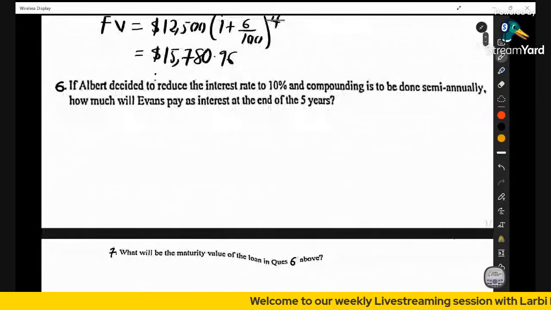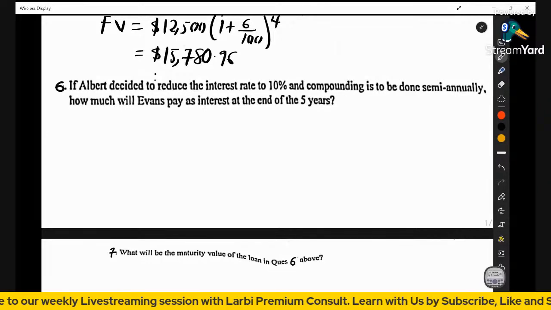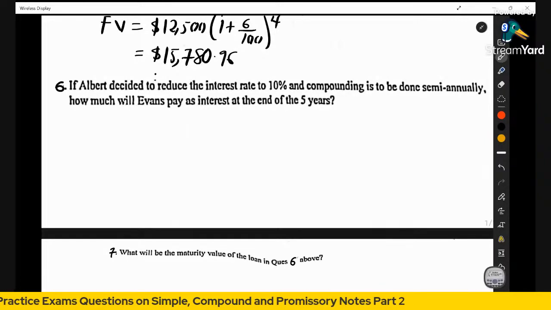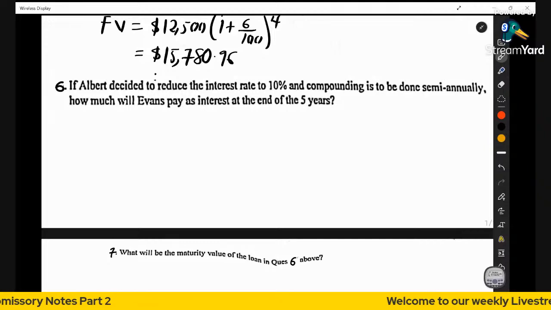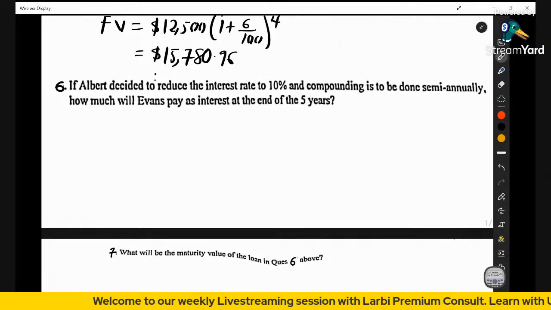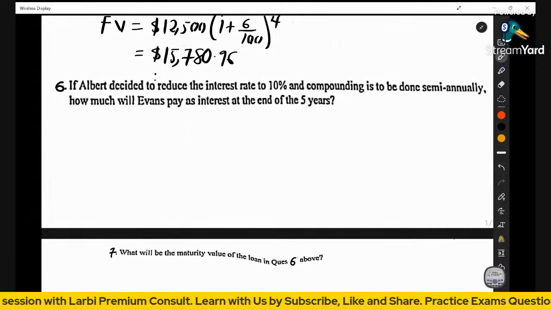Now, the next question says, if Albert decided to reduce, so you see, the examiner is trying to change the parameters, I mean the variables in the equation. They are not difficult. Once you know any change, all that you want to do is also cause a change. If Albert decided to reduce the interest rate to 10%, so initially it was 12%, right? But now he has decided to reduce to 10% and compounding is to be done semi-annually. There's no change in the compounding periods. How much will Evans pay as interest at the end of 5 years? So the only change here is the interest rate, which previously was 12%, but here has been reduced to 10%.